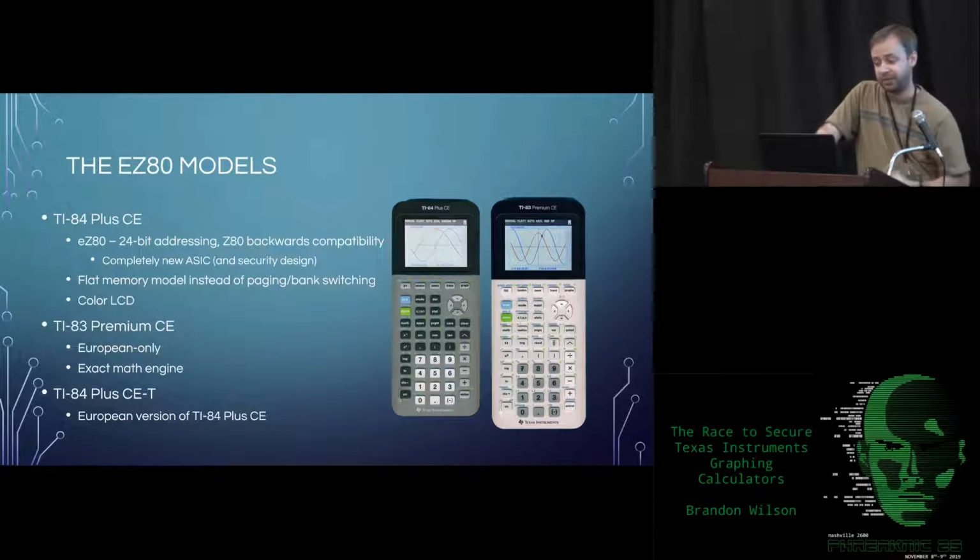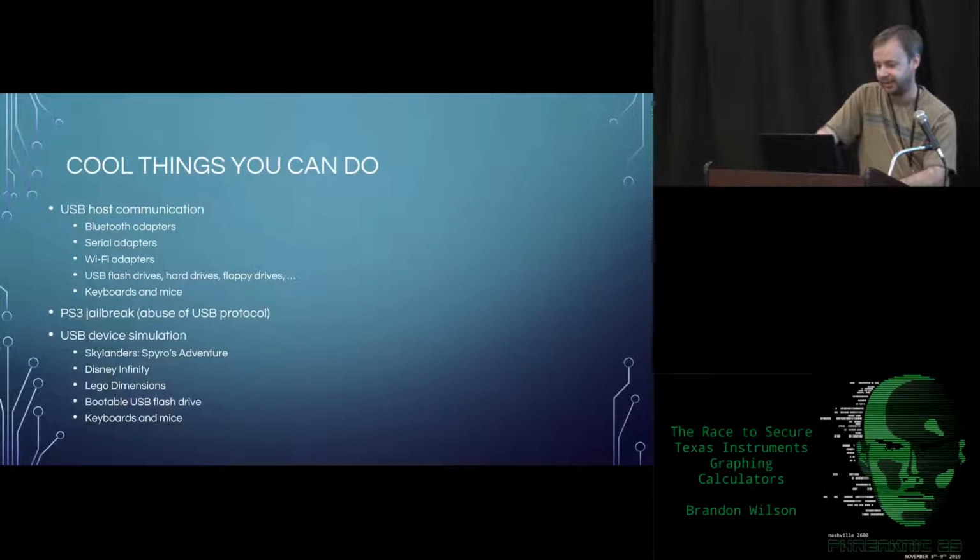Unlike the Z80 models, which have a paging or bank switching system, the eZ80 models have a flat memory model, which will be interesting, because they had to change the security based on that, or they should have, anyway. The TI-83 Premium CE, hardware-wise, is identical to this model, but it has a different OS on it, which includes an exact math engine, and that's only sold in Europe. So one thing TI really wants to prevent is being able to run that nicer OS on the US TI-84 Plus CE, but they're not going to succeed in that. And then there's the TI-84 Plus CE-T, T for test, which is the European version of the TI-84 Plus CE. It's actually got a testing LED on it that blinks during a test, so you know that it's in a special testing mode where you can't access documents or notes or anything, so you can't cheat. So a teacher can look at your desk, and if it's blinking, they know you're not cheating. But it can be gotten around.